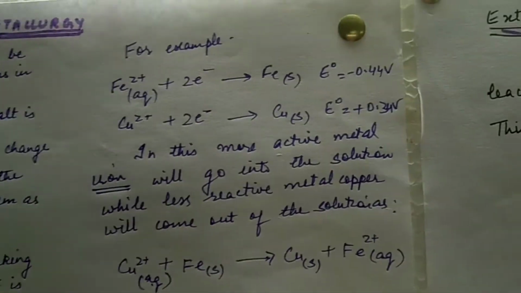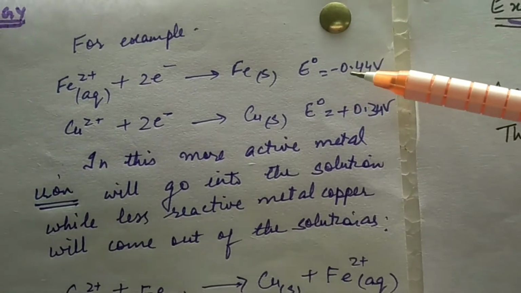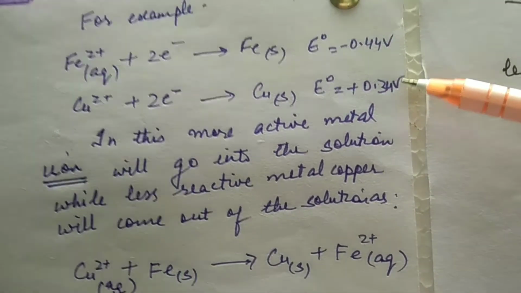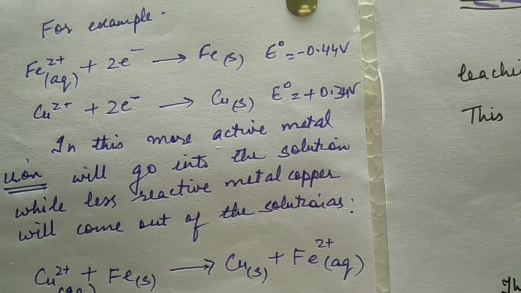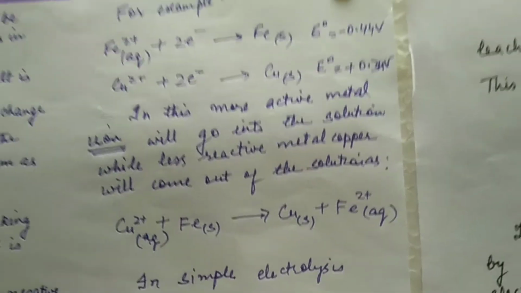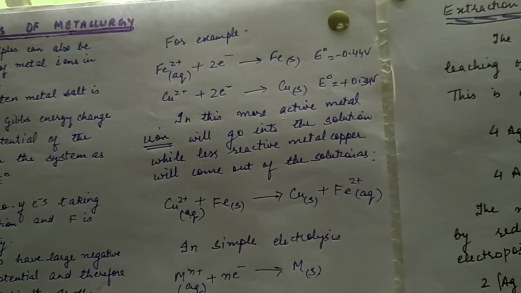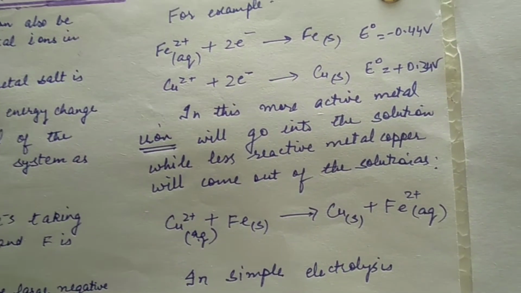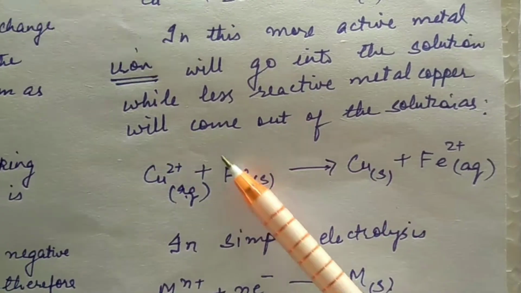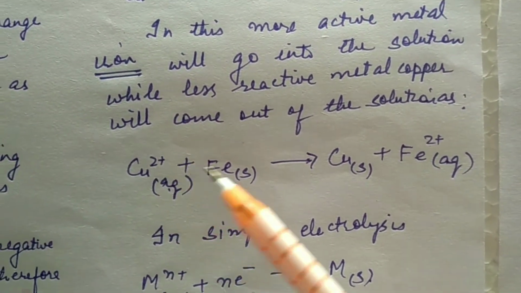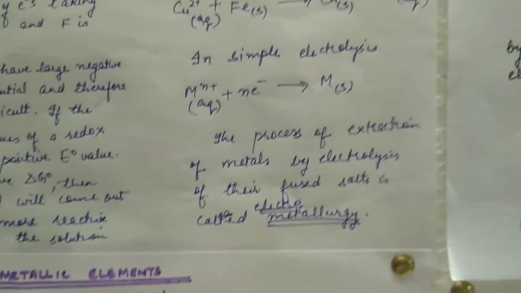So in this particular example, 0.34 minus (-0.44) comes out to be positive 0.78 volts. So the reaction will be carried out. Iron will go into the solution and the less reactive metal will come out of the solution. Iron will give electrons to copper ions, and copper metal will be formed.